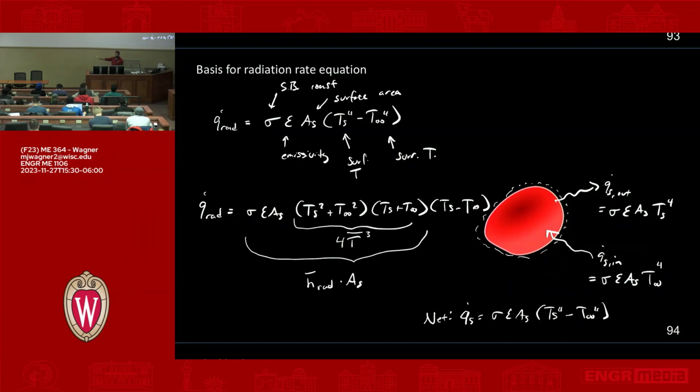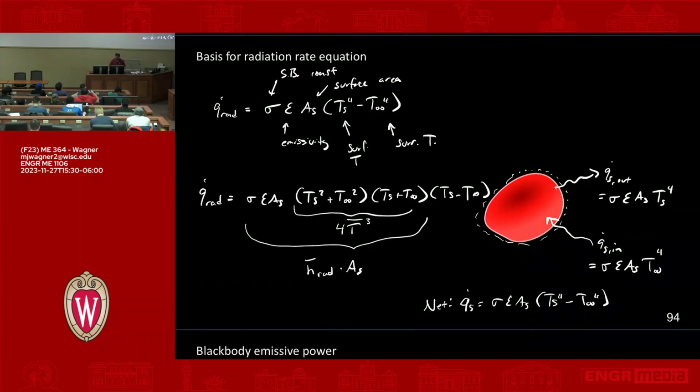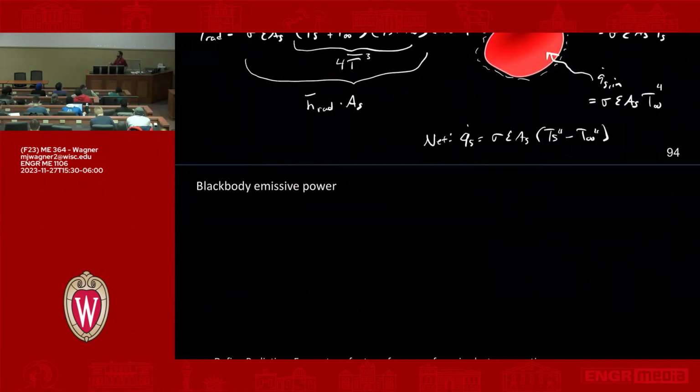Okay, so this radiation exchange is occurring. Where does that T to the fourth come from? So let's talk about that next. This is sort of step one in understanding where the rate equation comes from. Step two is something called blackbody emissive power.